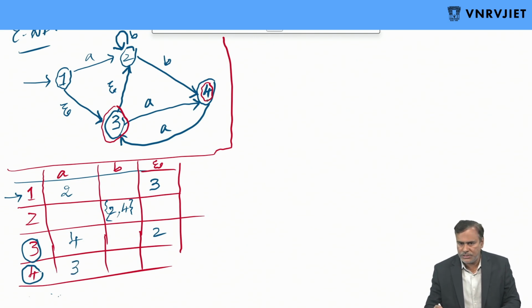And it doesn't have transitions on input symbol B as well as on epsilon. So this is the transition table which corresponds to this epsilon NFA.